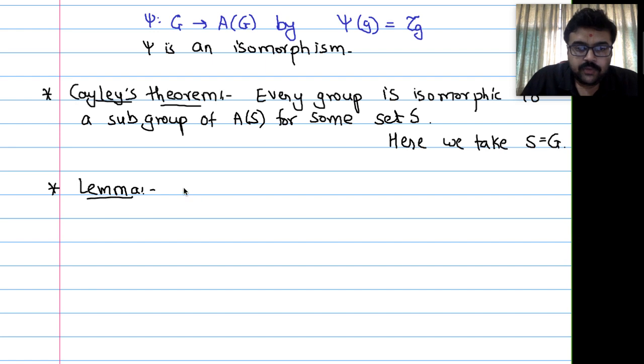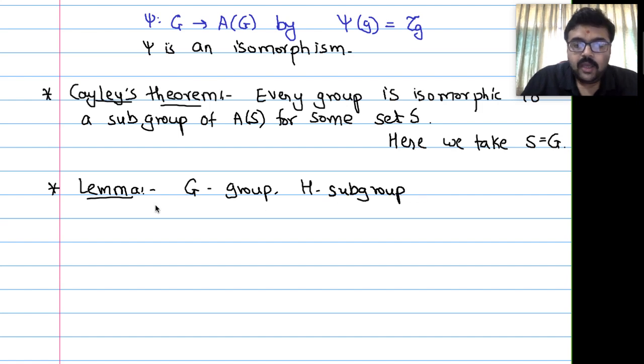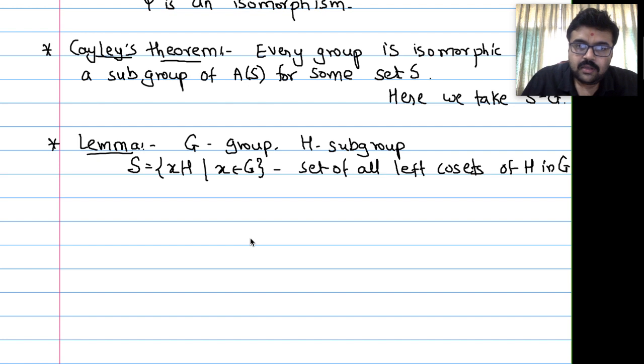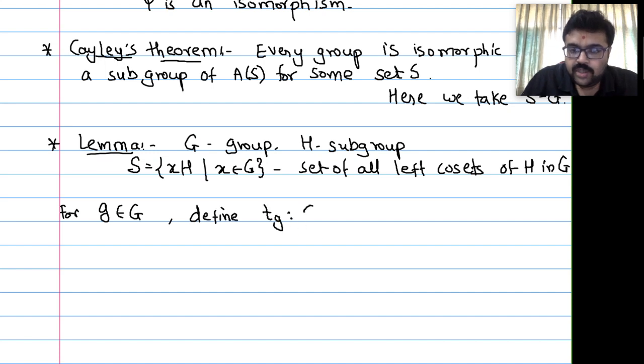So in this lemma, we start with G a group. We take H a subgroup of G. S is the set of all left cosets of H in G, so xH where x belongs to G. And then just like Cayley's theorem, if we take g belongs to G, then for g belongs to G we define small t g, that is not from G to G but from S to S.